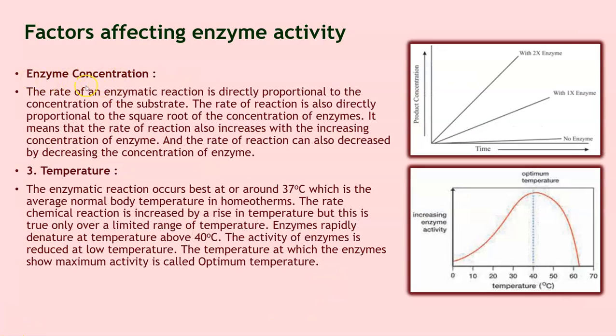The next factor is the enzyme concentration. The rate of an enzymatic reaction is directly proportional to the concentration of the substrate. The rate of reaction is also directly proportional to the square root of the concentration of the enzyme. It means that the rate of reaction increases with increasing concentration of the enzyme, and the rate of reaction can also decrease by decreasing the concentration of the enzyme.